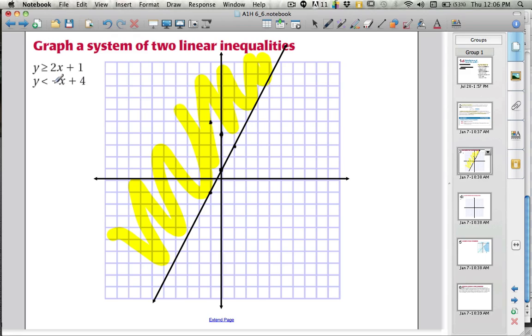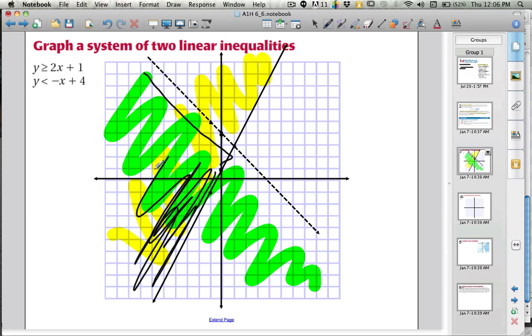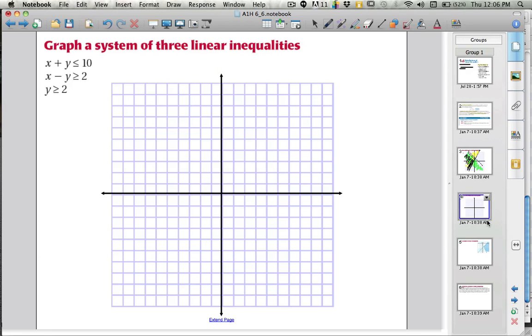This is going to be a dotted line because it says less than. So I'm going to pull out my dotted line. And then I want y values that are less than this line. So less than the line would be here. You see that the area that overlaps is this area here. This is the solution of my system of inequalities, the area where the shades from the two different lines overlap. Let's do another problem like that.